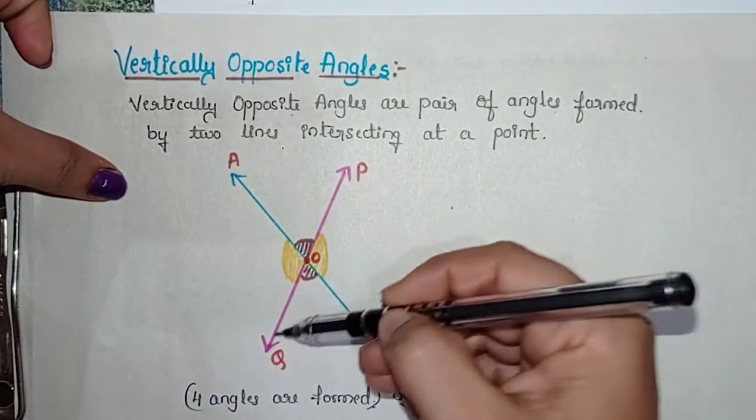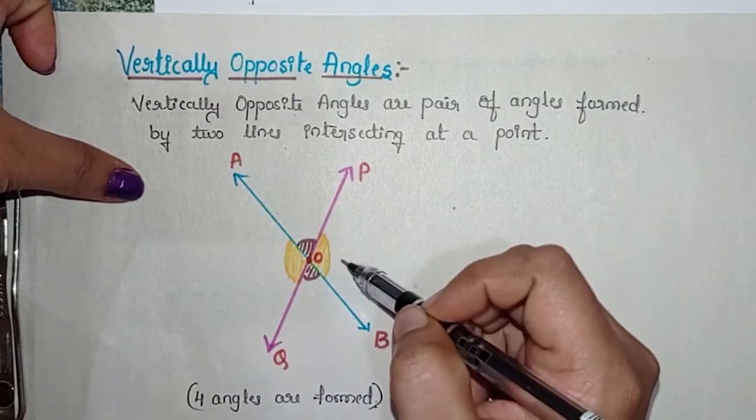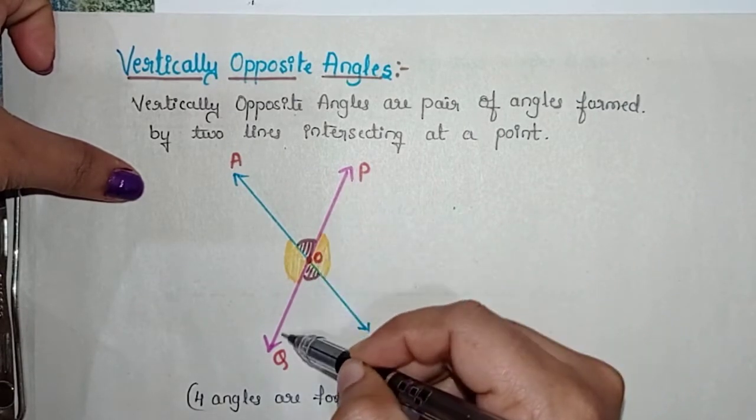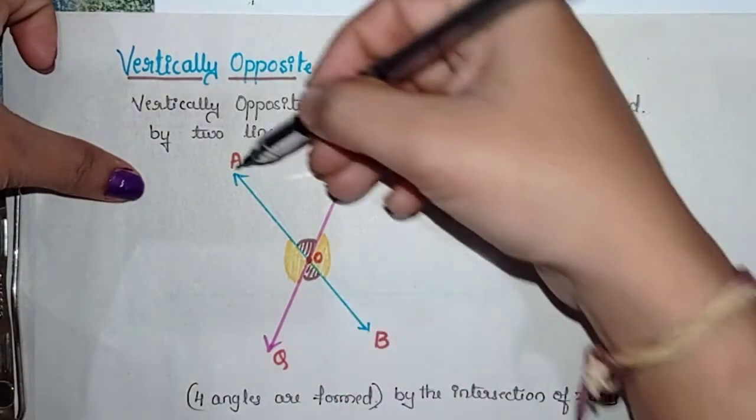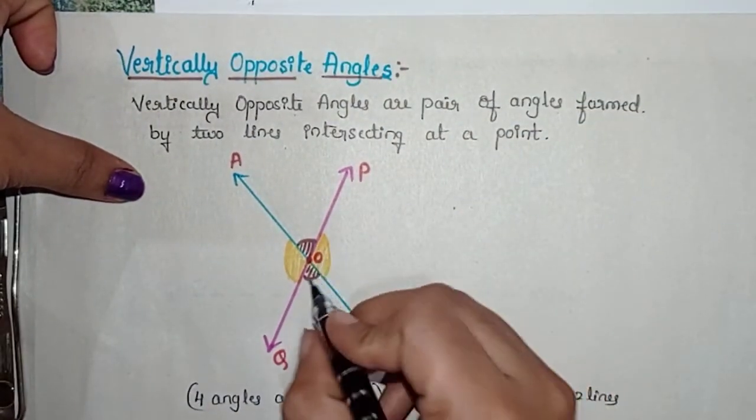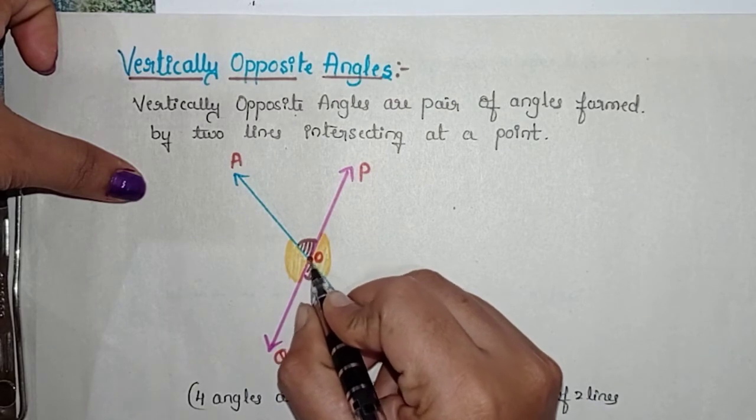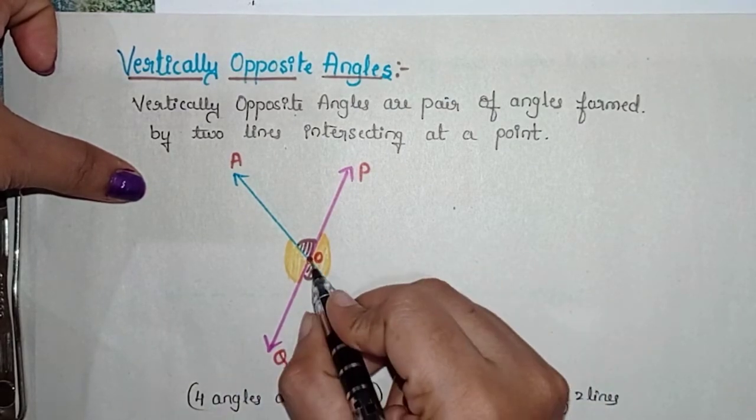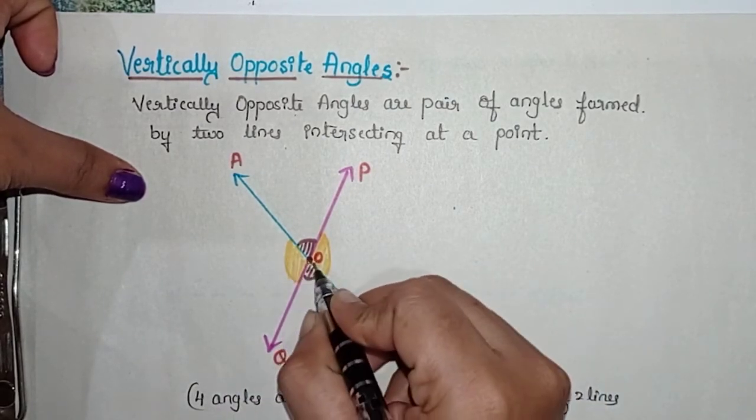Here you can see the diagram, it will be more clear for you. It is one pink color line called PQ and one more blue color line, that is AB. They both are intersecting at the point O. Here you can see the middle O. When there is an intersection, again four angles are formed.